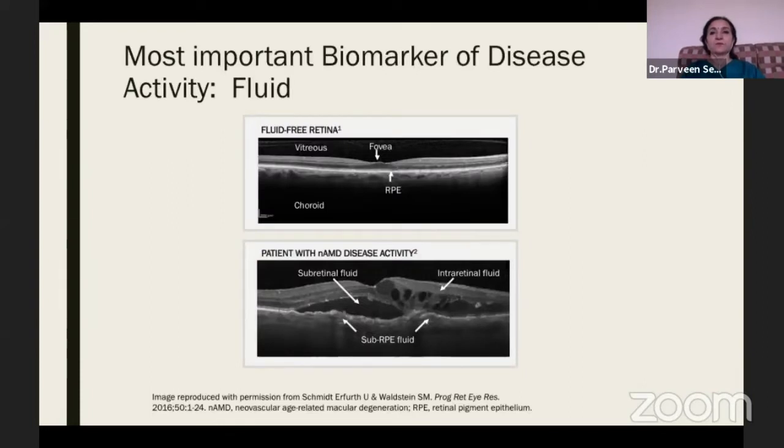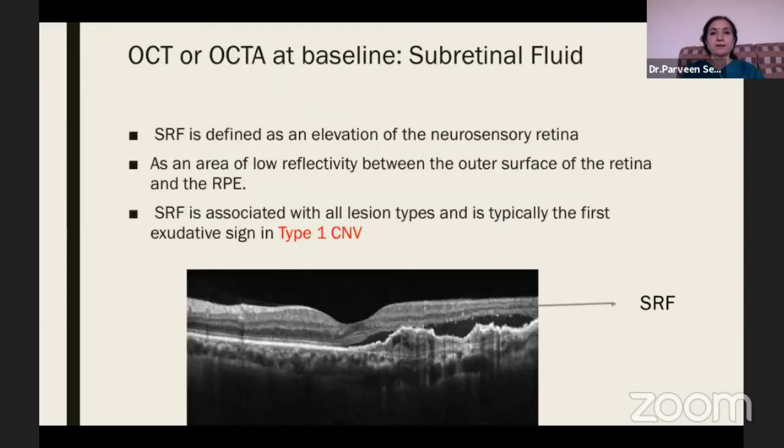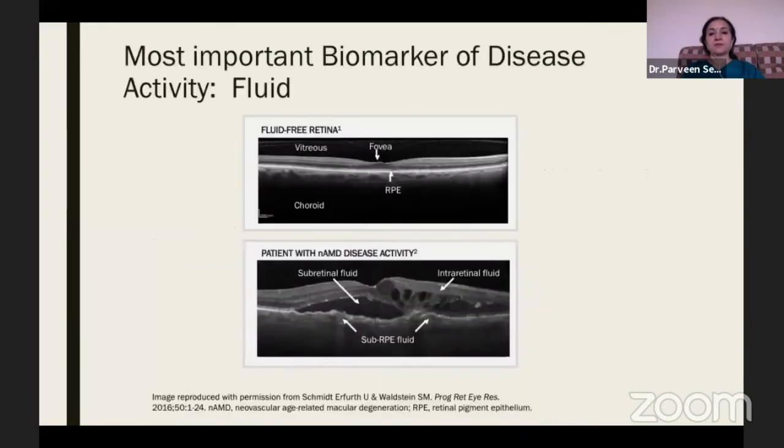So the most important biomarker of disease is fluid, and this would probably be discussed by subsequent speakers as well. But you could have fluid in almost all 3 compartments. As was seen in this slide, you have fluid in between the neurosensory retina and the pigment epithelial detachment, or below the pigment epithelial detachment, or you have intraretinal fluid, which is within the neurosensory retinal layers or within the inner retina.